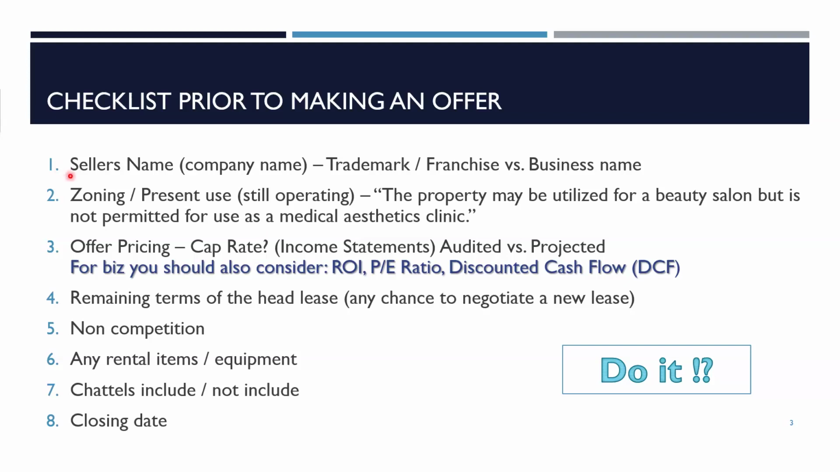Okay. So we're going to look at the seller's name, the company name, trademark, franchise, and then we're going to look at the business name. Maybe the business name is the store name, something different from the seller's name. It's not a company, but you're going to put it on the contract, on your offer. So you would need that. Then zoning and present use, and whether it's still in operation, still operating the business. This is very important.